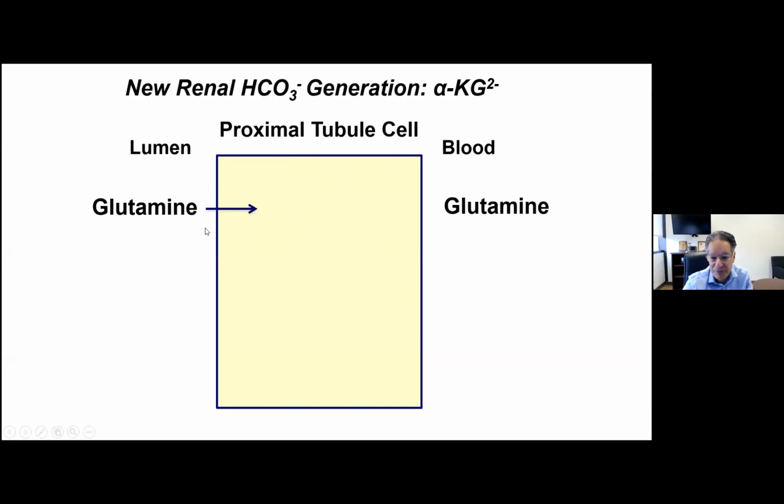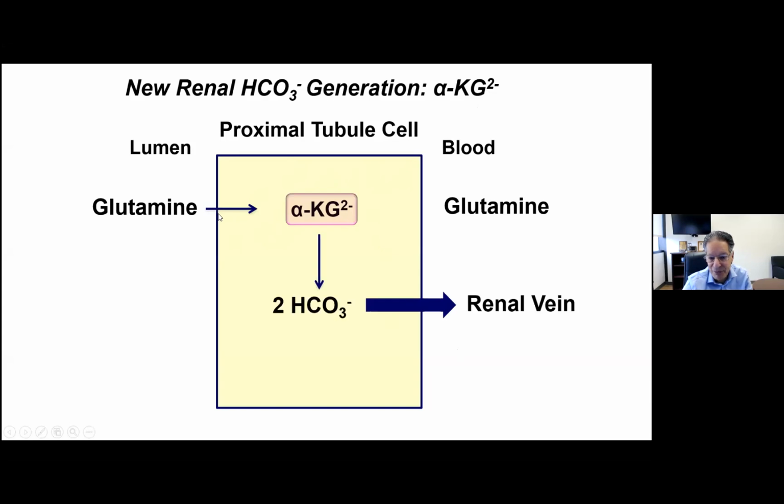Now, where does it come from? It comes from glutamine. Glutamine can get into the cell on the apical membrane. It can also come in from the basolateral side, but there are a series of reactions that occur in the mitochondria that make alpha-ketoglutarate, and alpha-ketoglutarate then is converted to, the carboxyl groups are converted to 2 bicarbonate ions, which go to the renal vein, and that's how the kidney makes the new bicarbonate. Now, there's a problem with this reaction in that it's not only bicarbonate which is made, but also 2 ammonium ions.